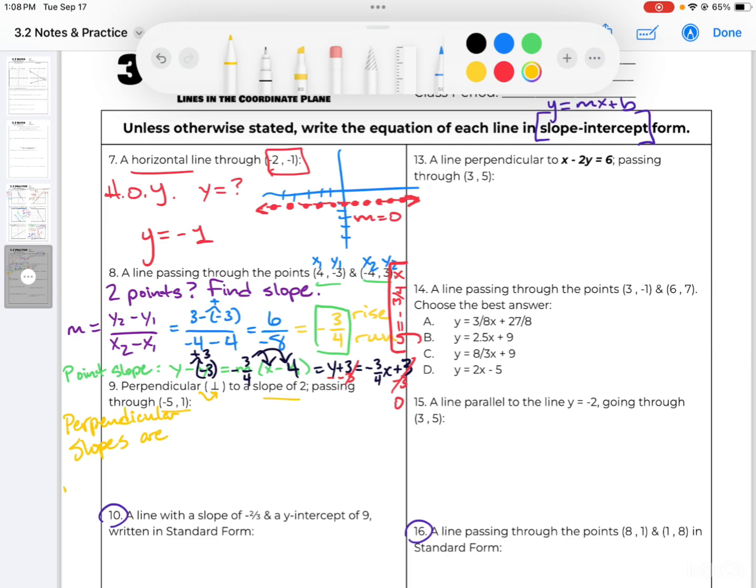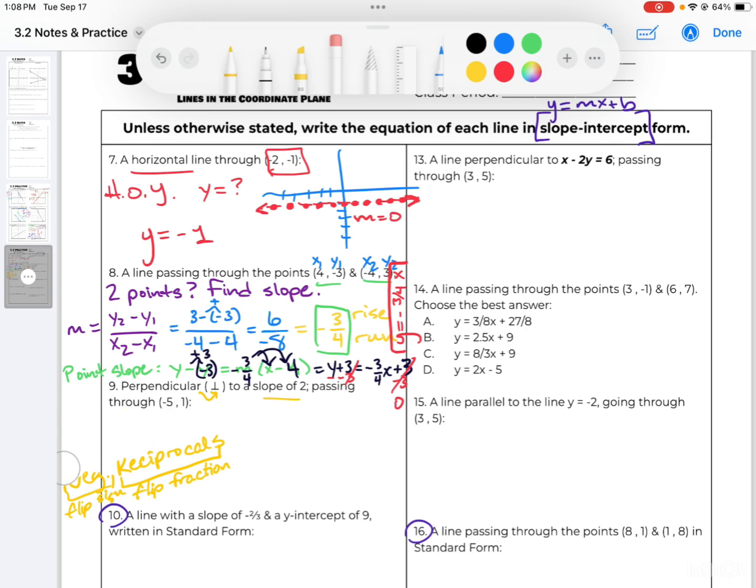are negative reciprocals. Negative reciprocals. And what that means is that I told it to my class like this. And the negative means you're going to flip the sign. And the reciprocal means you're going to flip the fraction. Because even whole numbers can be written as fractions. So you're going to flip the sign and flip the fraction.